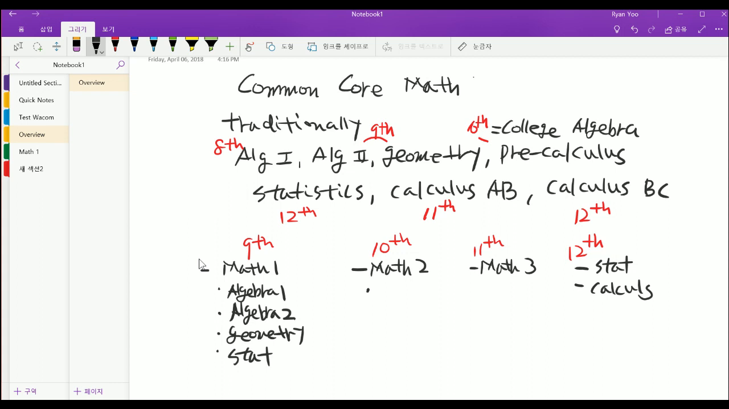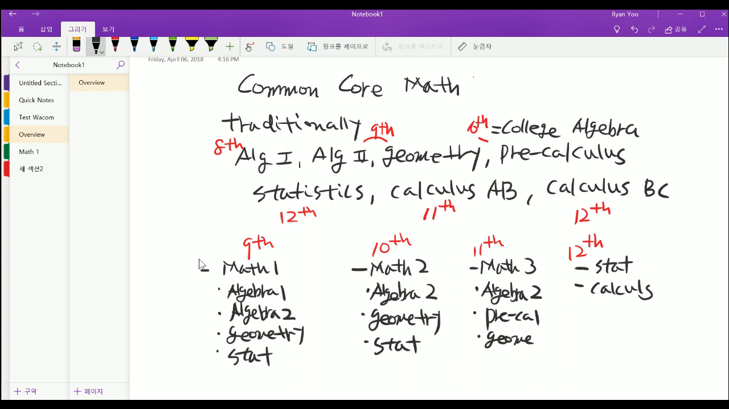In Math 2, they now cover Algebra 2, and there's Geometry with proof and similarity, and again a little bit of Stat, especially the probability part. In Math 3, you take Algebra 2 and now pre-calc, no joke, and there's still geometry, but this time the geometry is very much related to trig, and again there's stat.